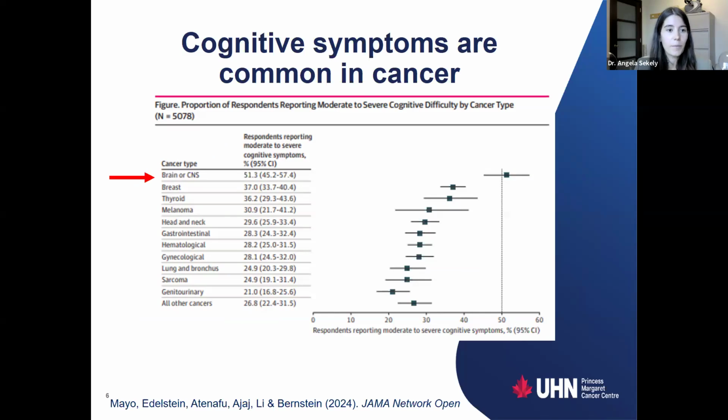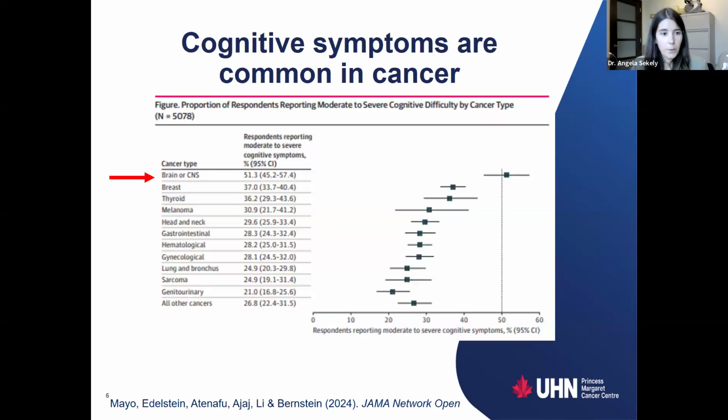If we think about how common cognitive symptoms are, they're quite common and distressing for many individuals with cancer generally. And our group looked at this across cancer types at Princess Margaret. And this graph here shows that when we're looking at who's reporting at least moderate to severe cognitive symptoms, the highest proportion is in folks with brain or other central nervous system cancers. And so you can see in this figure here, this is showing the proportion of people reporting moderate to severe cognitive symptoms.